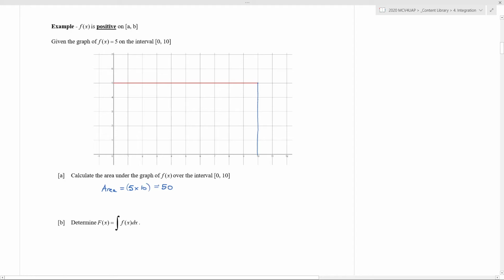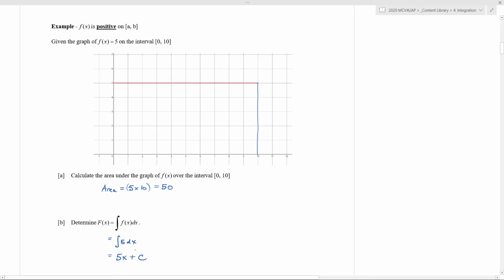Part B says determine capital F of x, which is just the integral of little f of x. In other words, we're finding the antiderivative of little f. So we need the integral of 5, f of x is 5 dx, and that would be 5x plus some constant. So capital F of x is just 5x plus a constant. You might be thinking, what does that have to do with the area?